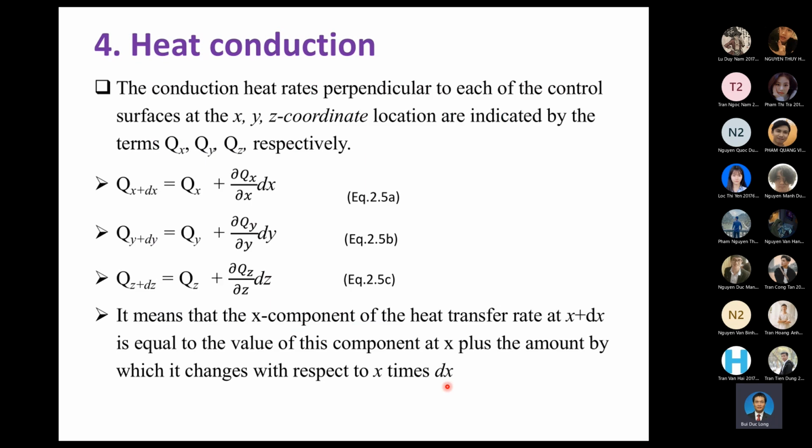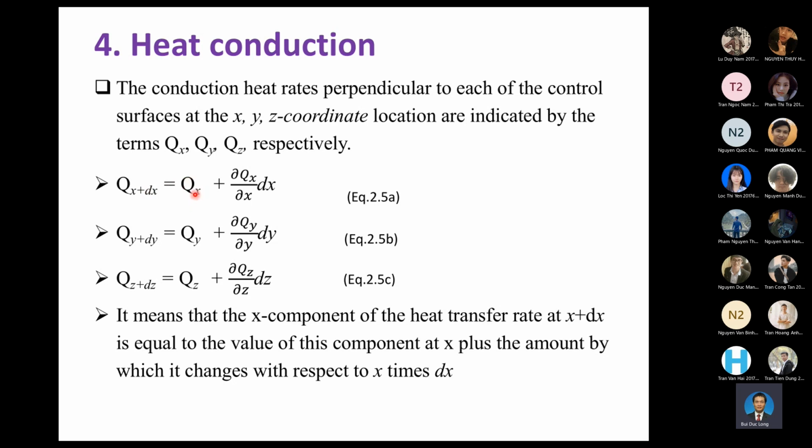Now the conduction heat rates are perpendicular to each of the control surfaces, at the x, y, z coordinates, as indicated by the terms qx, qy, and qz. I already showed you. So the rate of heat transfer out in this direction will be q at x plus dx, equal to q in.